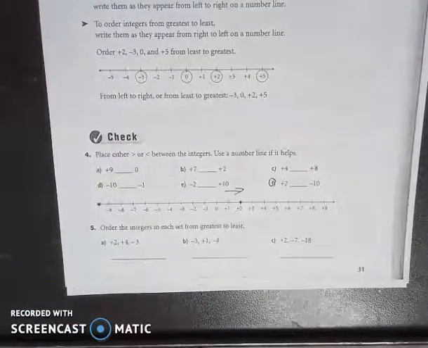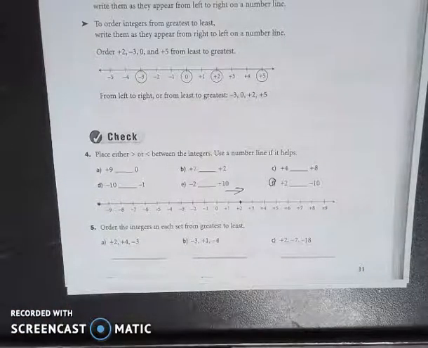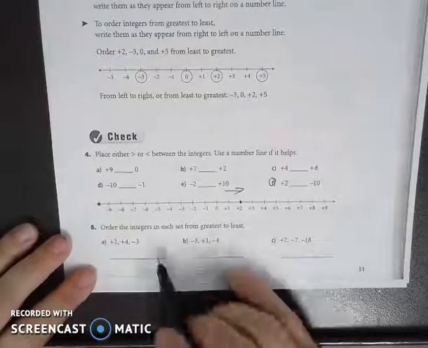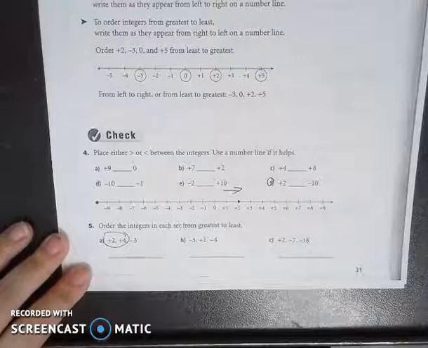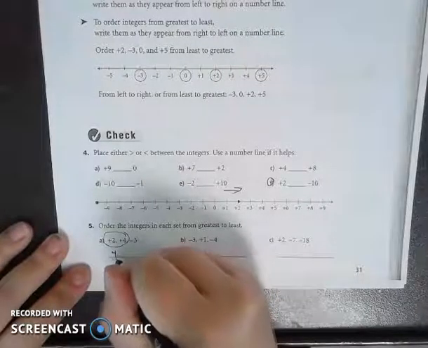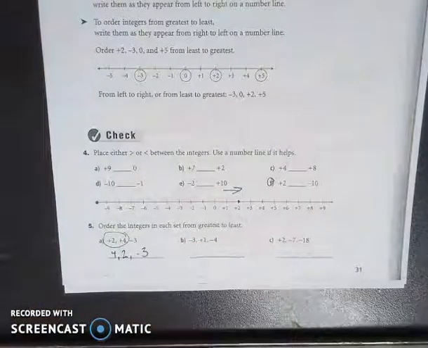In here it's saying order the integers in the set from greatest to least. Again, pretty straightforward. You can use the number line if you need to, but we know that the positive numbers are going to be bigger than the negative numbers. So let's see which one's bigger there. 4 is bigger than 2, and then any negative number is going to be on the smaller end of that.